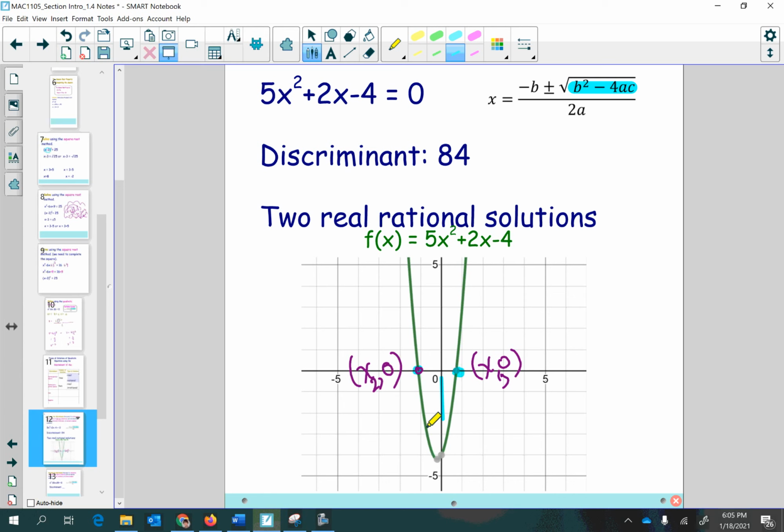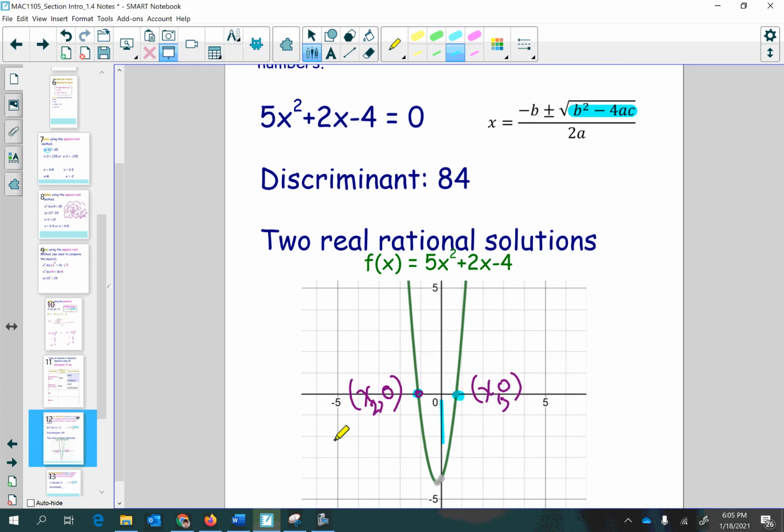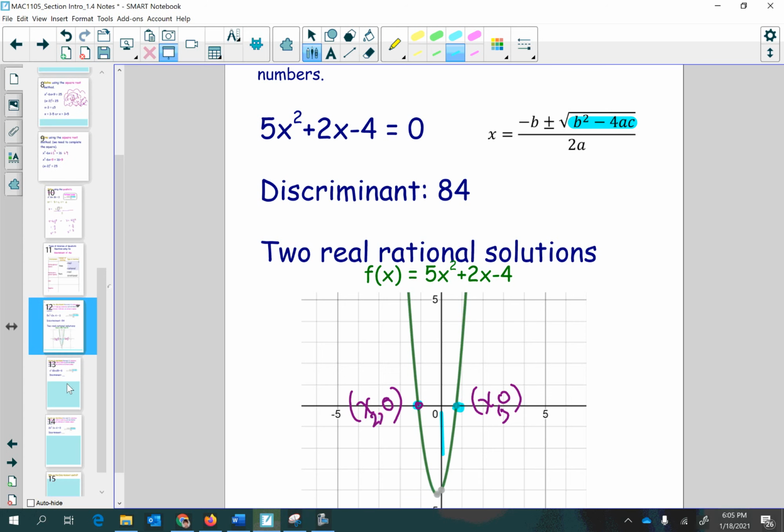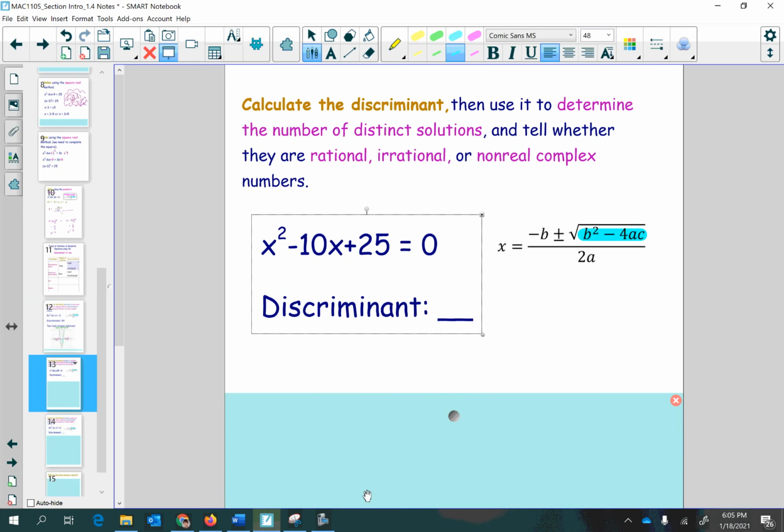And what would those answers be? What would these x values be? How can you figure out what they are? Well, you just complete the rest of this formula, and then you'll know the x values that go in each of those. And that's why they don't fall on a perfect intersection, because they're irrational, right? With the square root of 84, there's going to be a square root that does not simplify. Let's look at another example.